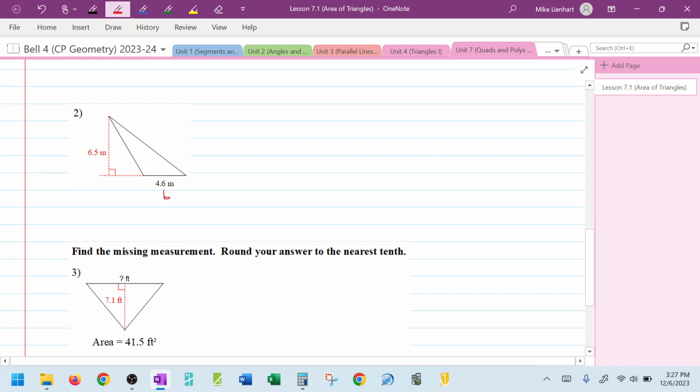It was an obtuse triangle, so they had to extend this side out, giving me this as the height. Again, I write down area of a triangle is equal to base times height divided by 2. I don't know the area. I know the base we identified as 4.6. I know the height we identified as 6.5. And we're going to divide that by 2 to find the area of the triangle.